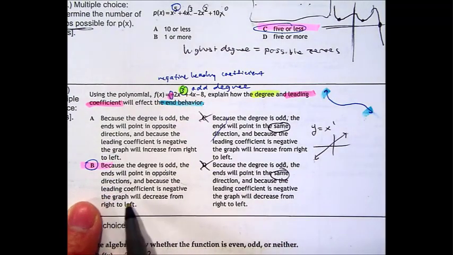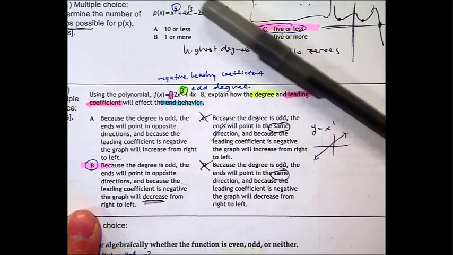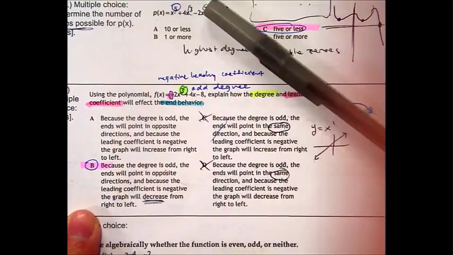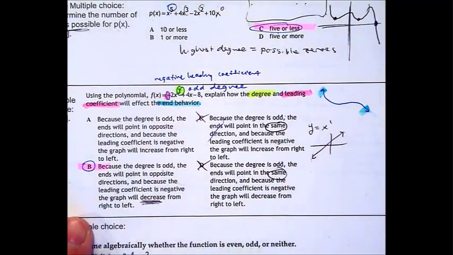And because the leading coefficient is negative, the graph will decrease. So the word decrease, you're reading graphs from left to right. So here my graph, my hill, my roller coaster is going down from right to left. Okay, so that's the key word, decrease.